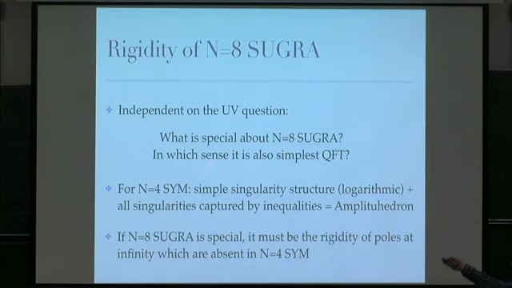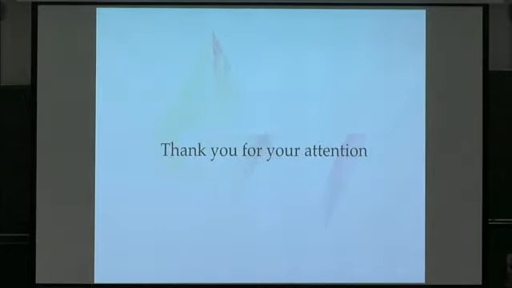Now, independent of this UV question, for me, the most pressing question is what is special about n equals 8. So maybe it's the UV or some detailed structure of UV, but in which sense n equals 8 is the simplest quantum field theory. And I strongly believe, or I hope, that it's some rigidity of the structure of poles at infinity, because the IR is somehow trivial, and all the juice is in these poles at infinity. So if n equals 8 is somehow rigid and unique, I think this is exactly where this will manifest. Okay, thank you.